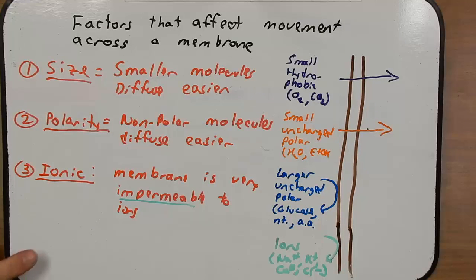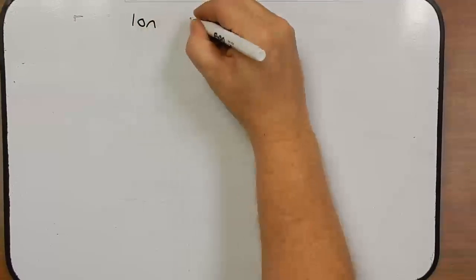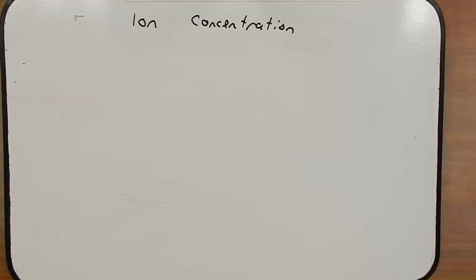Now I want to talk a little bit more about these ions and consider some of the relative concentrations inside the cell and outside of the cell. Okay, so let's talk about ion concentration. Your book gives specific concentrations of these ions.